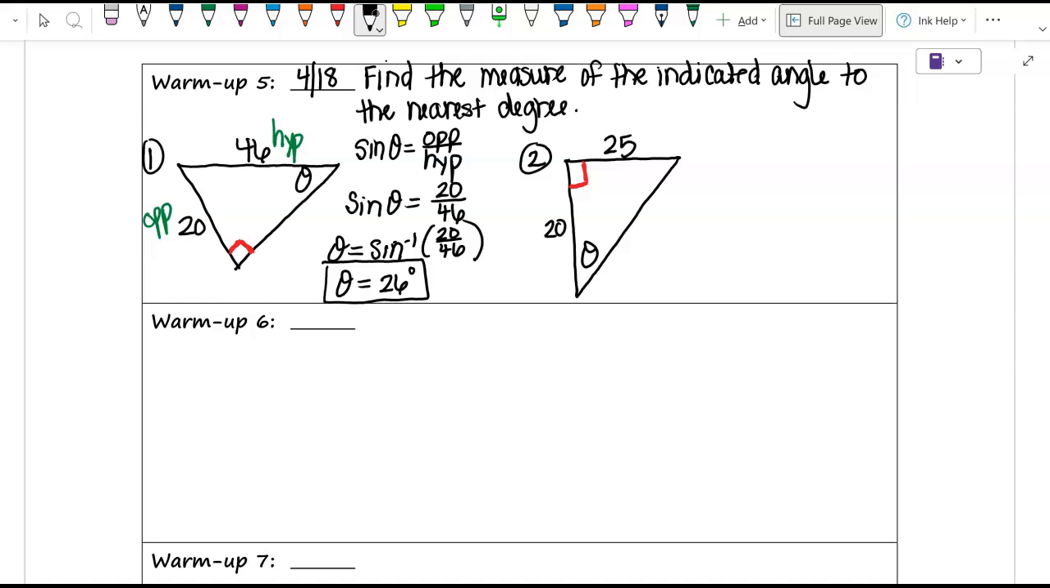Number 2, they give me two sides, one is 20, one is 25. I see my angle theta. I need to know what parts of the triangle they're representing. So what does the 25 represent? Opposite. And what does the 20 represent? Adjacent. And if I'm dealing with opposite and adjacent, which of my functions am I dealing with? Yeah, the tangent of theta equals my opposite over my adjacent. So the tangent of theta equals 25 over 20.